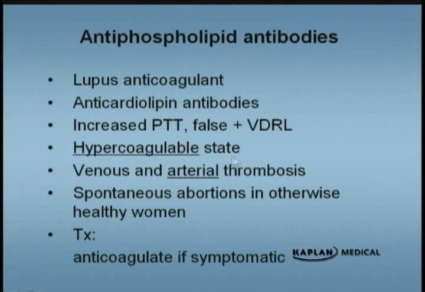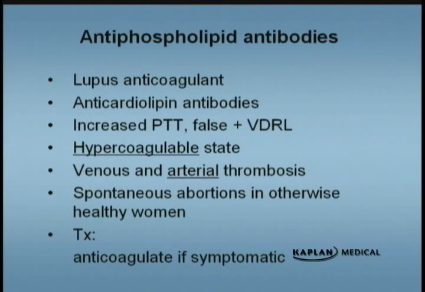These patients really have a hypercoagulable state. This hypercoagulable state, we're not sure why they have it. It's not due to the phospholipid antibodies. It's not due to the cardiolipin antibodies. These are just markers for the disease. So they're hypercoagulable. They have clotting. How do they present? With venous and arterial thrombosis. Now, I've underlined arterial thrombosis here. This is very important because this is one of the few hypercoagulable states that may present with arterial thrombosis. Most of the other ones have just venous thrombosis.